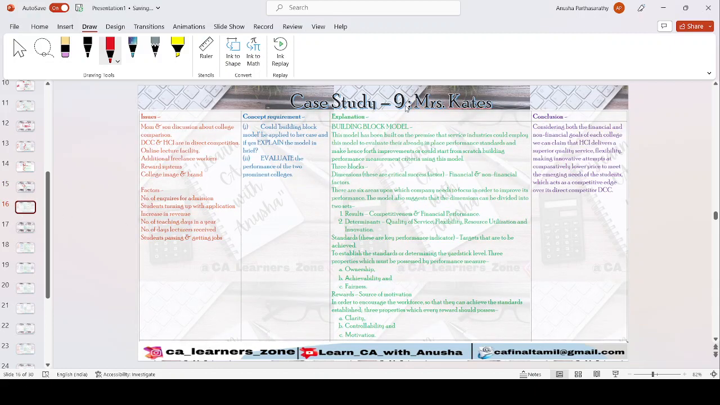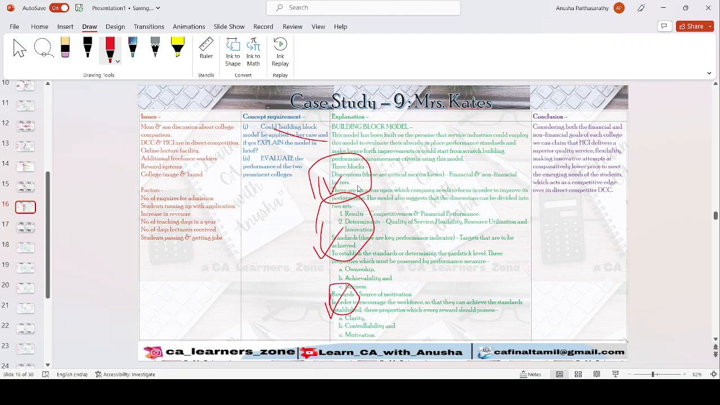This is a case where I'm going to decide which college to join. Mrs. K is going to find out, based on analysis, which college she should join her son in. She's going to use, as the question itself asks, the building block model. We know that dimensions are there, standards are there, and rewards are there. Dimensions are the critical success factors, financial and non-financial factors. Standards would be the KPIs to be achieved, and rewards would be the source of motivation.